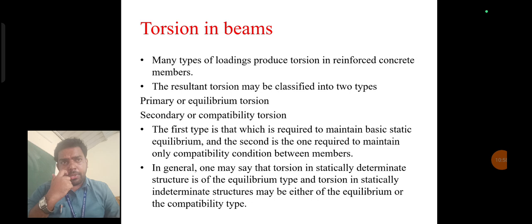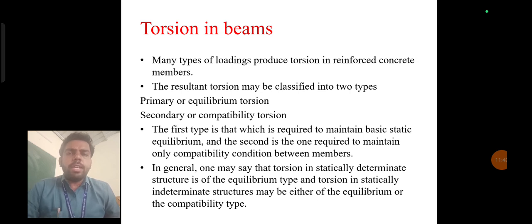Many types of loadings act on reinforced concrete members. The resulting torsion may be categorized into 2 types, the primary torsion and the secondary torsion. Primary torsion is also known as equilibrium torsion, and secondary torsion is also called compatibility torsion. In equilibrium torsion, static equilibrium is maintained. The second one is required only to maintain the compatibility condition between the members. In general, equilibrium torsion occurs in a statically determinate structure, and if the structure is statically indeterminate, the compatibility model has to be used.